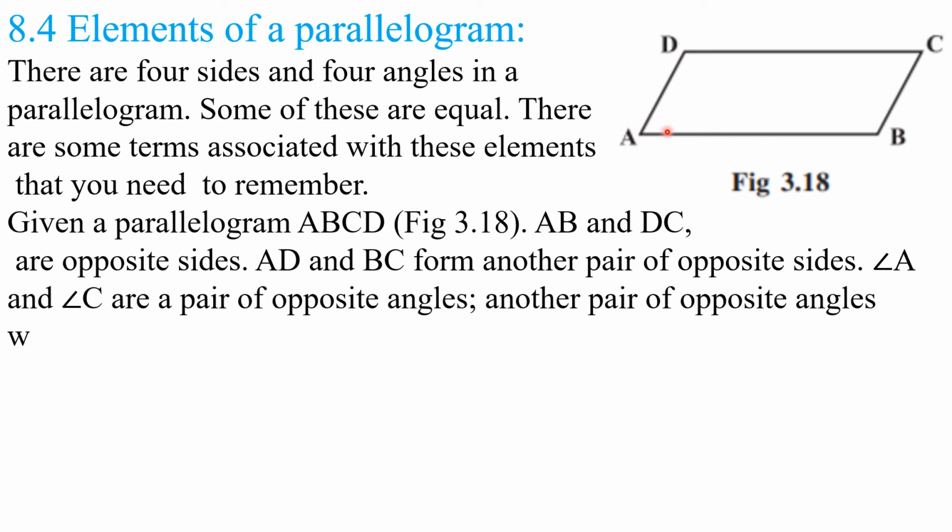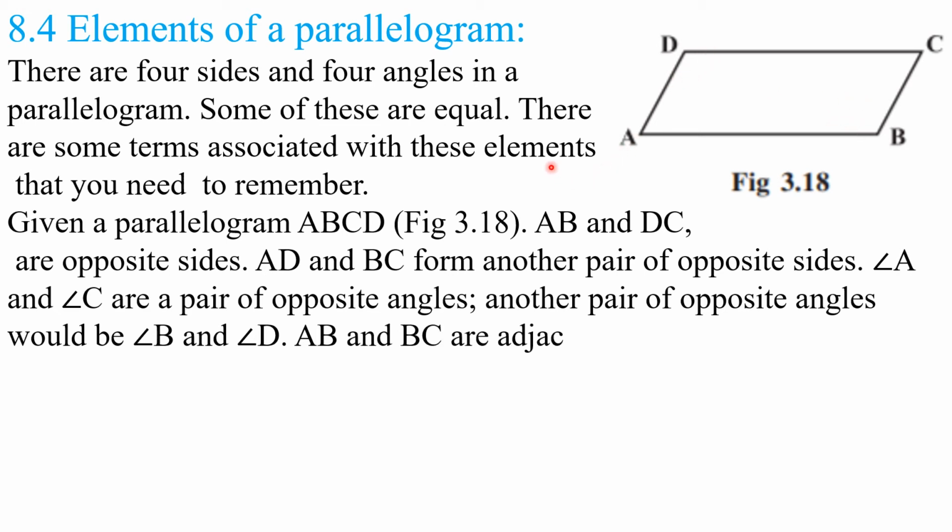Similarly, angle A and angle C are a pair of opposite angles. Previously I told you angle A and angle C is one pair of opposite angles. Similarly, angle B and angle D form another pair of opposite angles.